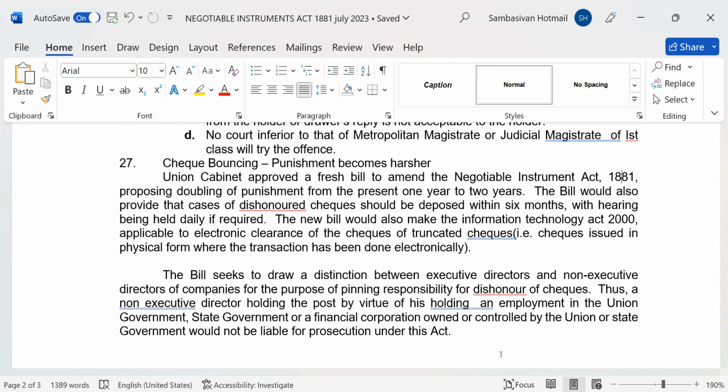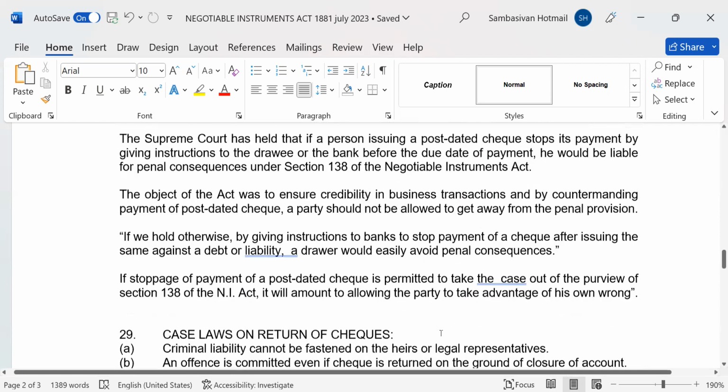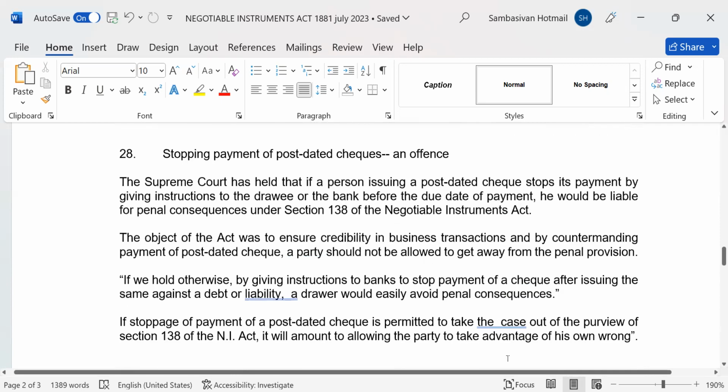Thus, a non-executive director holding the post by virtue of his holding and employment in the union government, state government, or a financial corporation owned or controlled by the union or state government would not be liable for prosecution under this act. Stopping payment of post-dated checks, an offense.